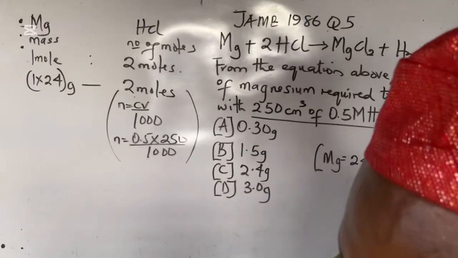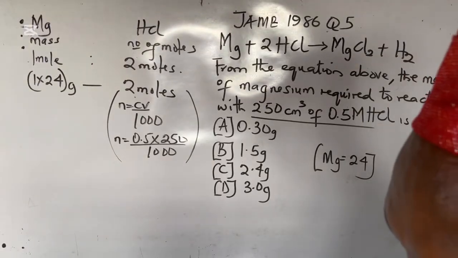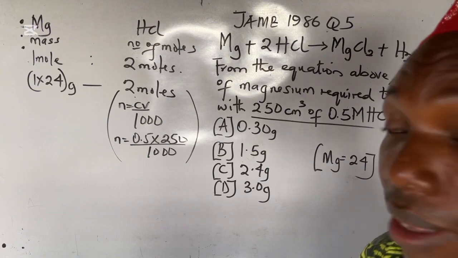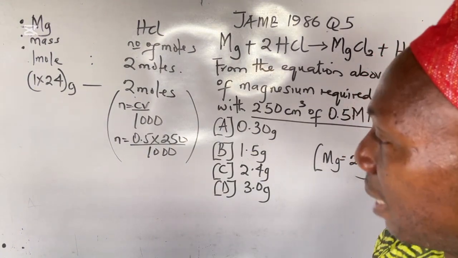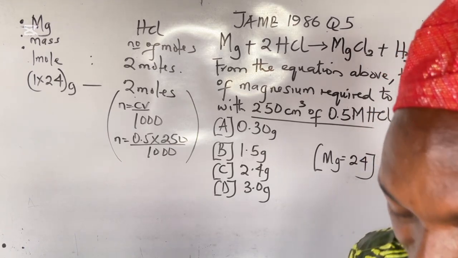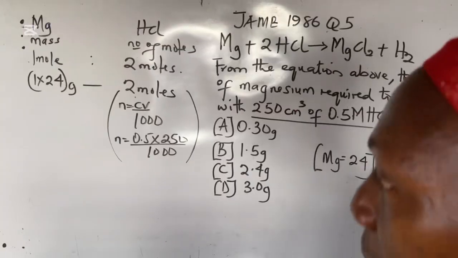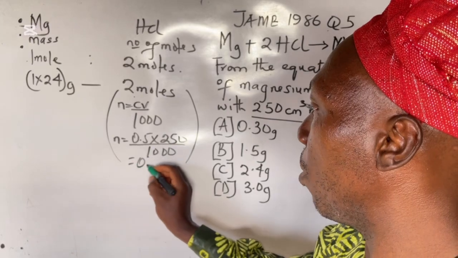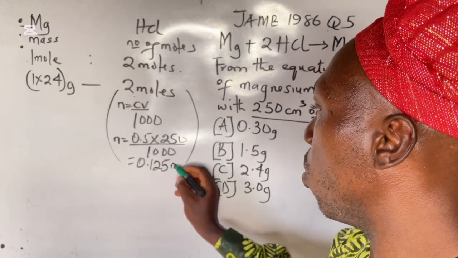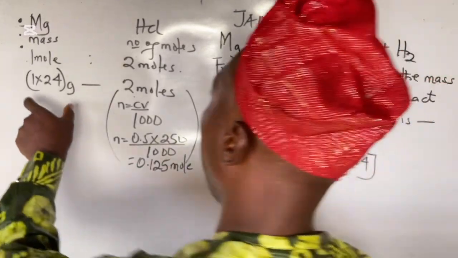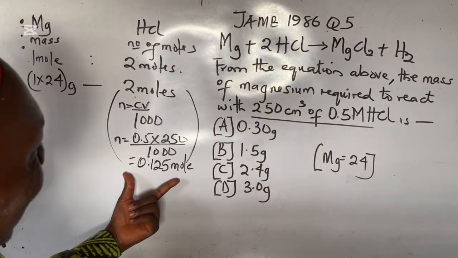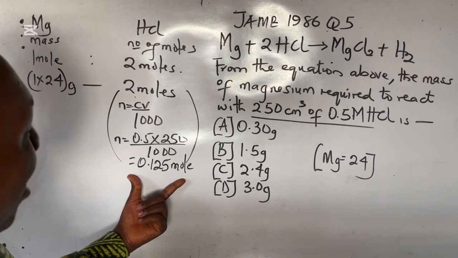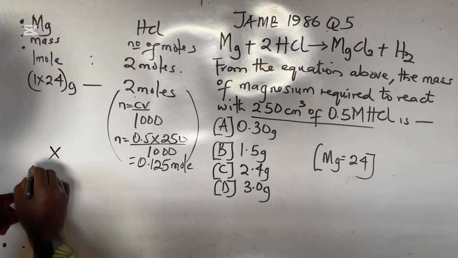Let's evaluate that. We have 0.5 times 250, divided by 1000. That will give you 0.125. So we get the result as 0.125 mole. So we have obtained 24 grams giving 2 moles. Then 0.125 mole gives X.